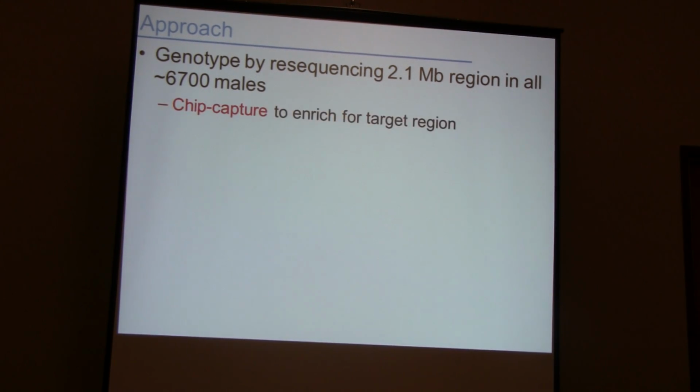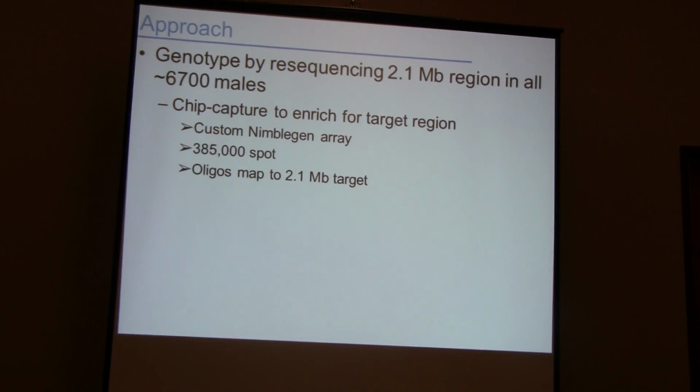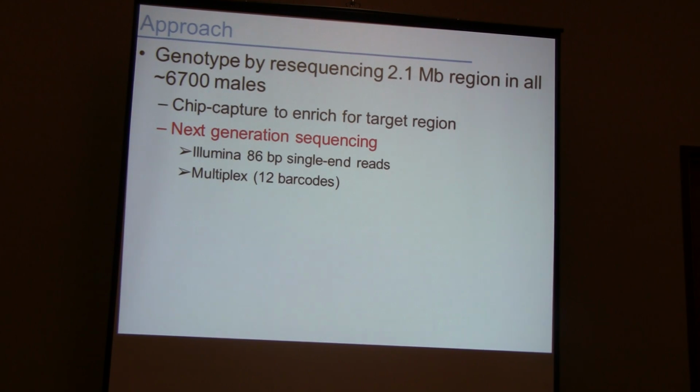And the first is that we used a chip capture step. So we want to focus our sequencing efforts on the region specifically between garnet and scalloped, because sequencing elsewhere in the genome doesn't help us at all. So we used the Nimblegen platform for this part of the project. It's a custom Nimblegen array. It has 385,000 spots, and each one of the oligos on that array maps to the region between garnet and scalloped. Of course, we used next generation sequencing. We were using multiplex next generation sequencing, and we were using the Illumina platform, and at the time we were using 86 base pair single end reads.